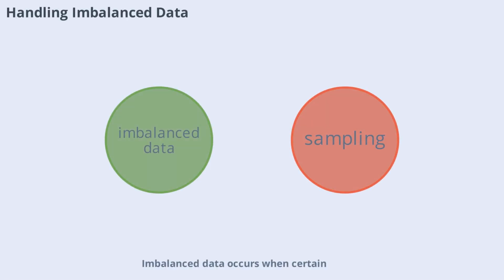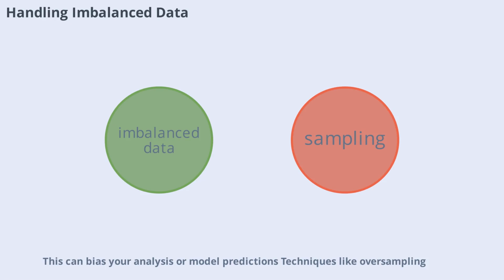Imbalanced data occurs when certain categories are underrepresented in your dataset. This can bias your analysis or model predictions. Techniques like oversampling, undersampling, or using specialized algorithms can help address imbalance. Always evaluate the impact of these methods to ensure your results remain valid and unbiased.